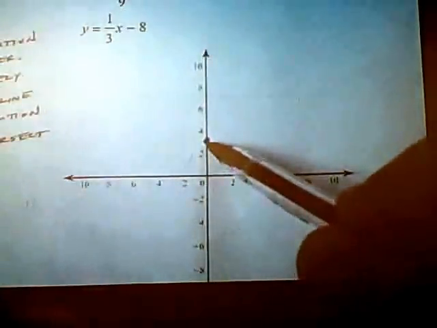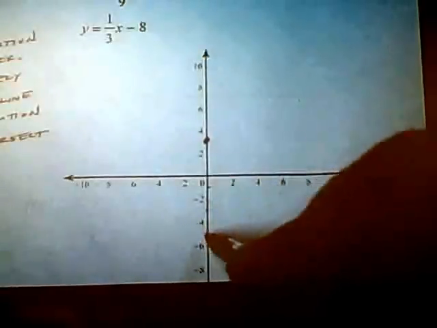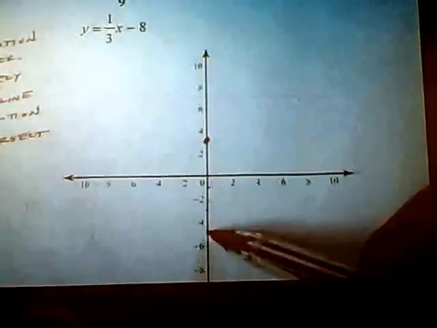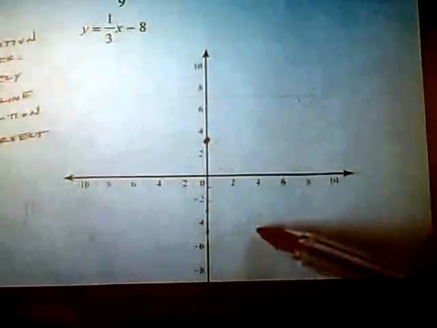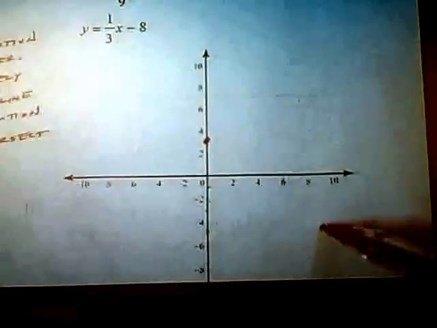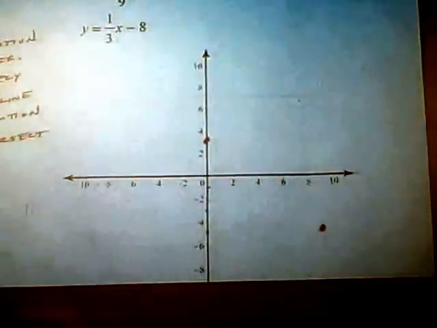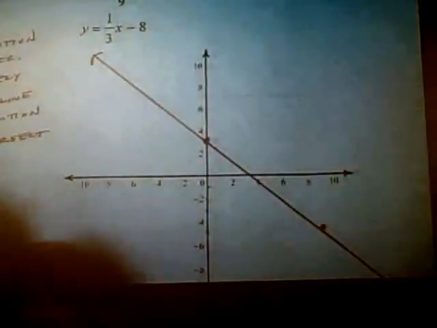Go down 8. 1, 2, 3, 4, 5, 6, 7, 8. And then I'm going to go over 9. So if I'm on the y-axis, I go over 9. That's to the point of 9 over here. And I can count it out. 1, 2, 3, 4, 5, 6, 7, 8, and 9 right in here. Okay, I've got 2 points. Let's go ahead and draw our line. Again, make sure you always put arrows on it to indicate that it is infinite.